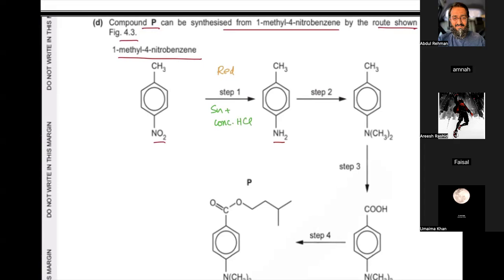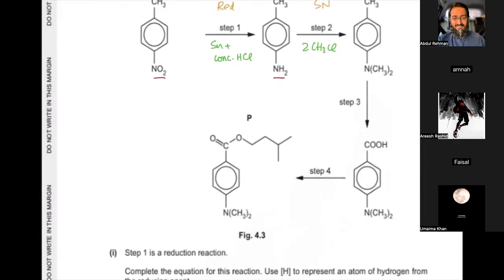Then in step 2, if you see the NH2, the hydrogens get displaced to get the methyl group. So it's a nucleophilic substitution, and 2 moles of CH3Cl have been used, right? So each mole displaces, so one of the CH3 displaces one of the hydrogens.